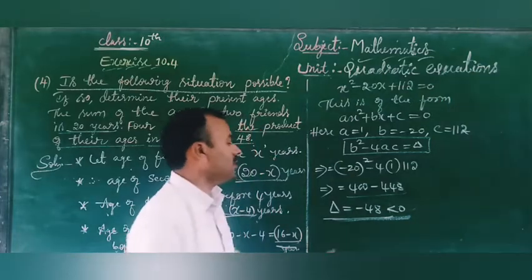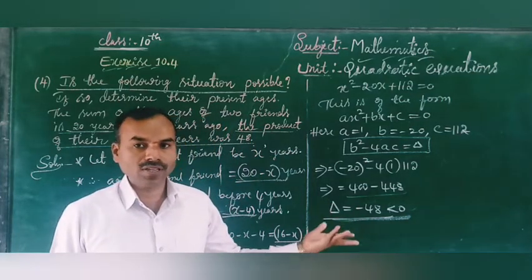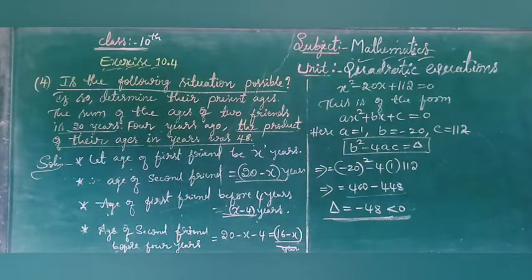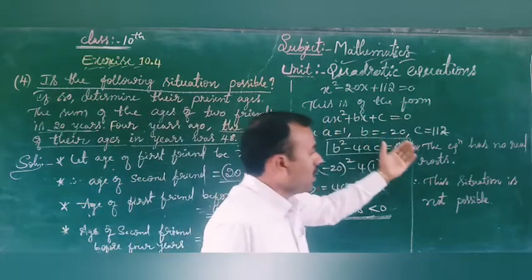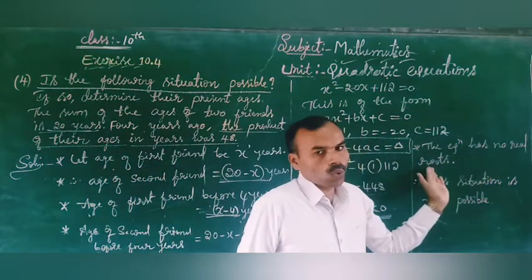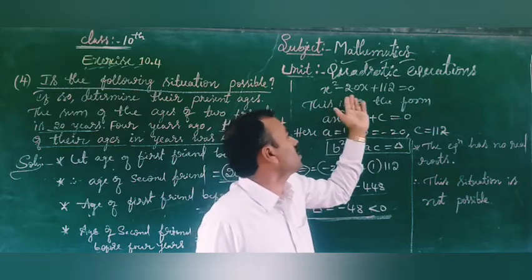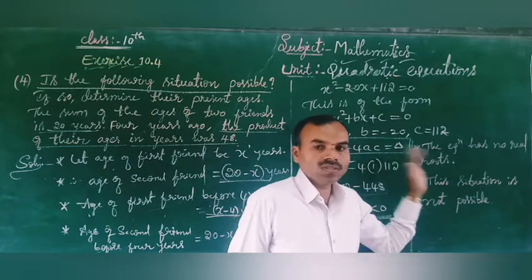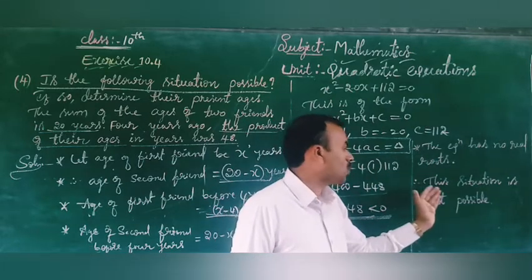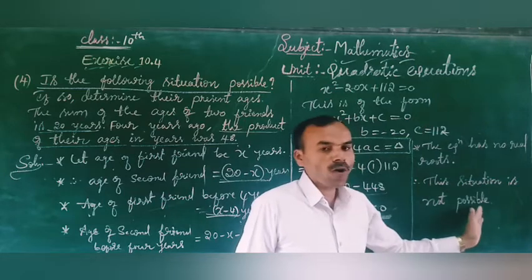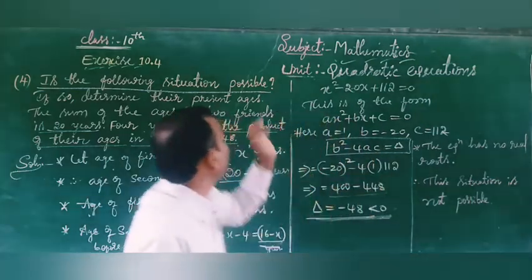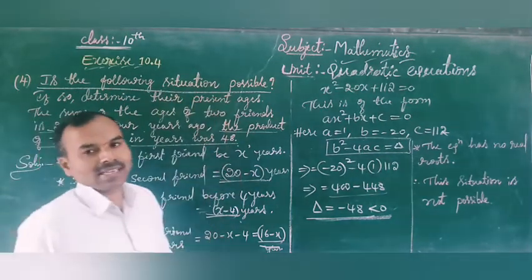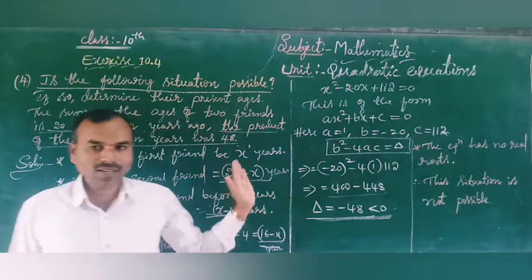If delta is less than 0, the roots are imaginary, there are no real roots. So the equation x square minus 20x plus 112 equals 0 has no real roots. Therefore, this situation is not possible. In the question, it is asked, is the following situation possible? No, it is not possible. Okay, take down.